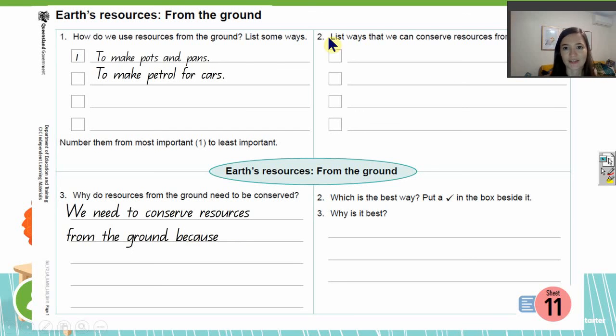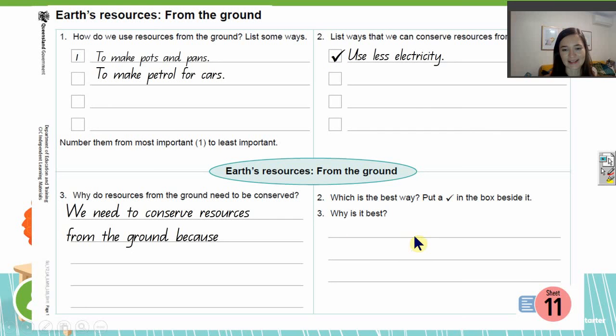And then over here, you're going to list some ways you could conserve resources. So it might have been to ride your bike to school, or it might have been to recycle. So you could use less electricity, so turning the lights off when you leave the house. Just simple little things that you could do. And then out of all of the reasons you list, you're going to put a tick next to the one that is the best way.